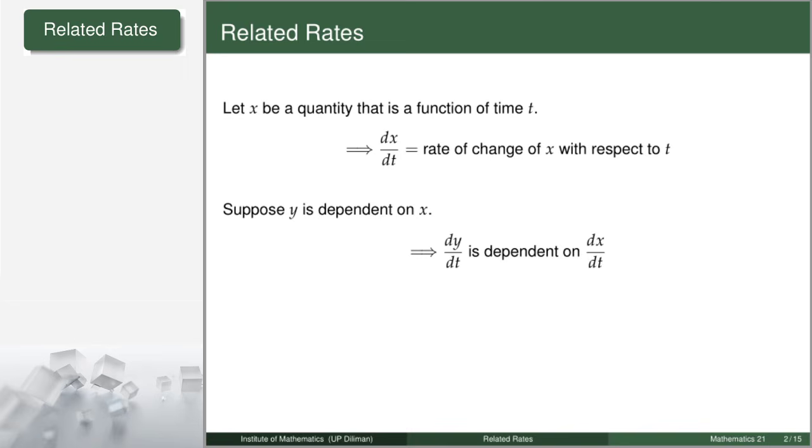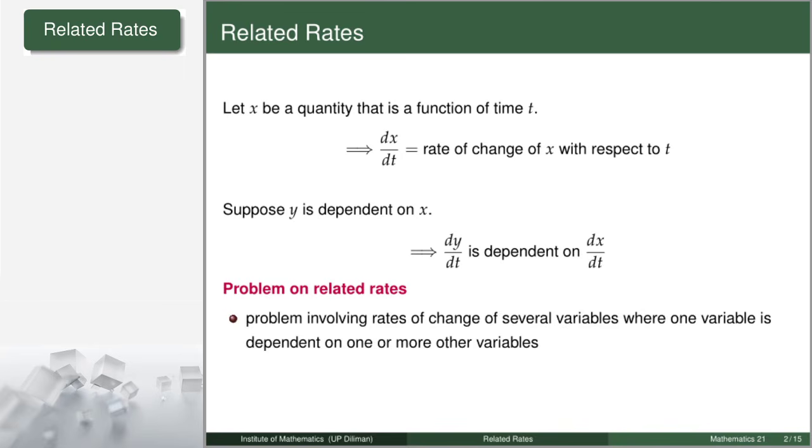Now, our main concern for today will be talking about what will happen when we have relationships of rates like this. We call this problems on related rates, and that is a problem involving relationships of rates where one variable, in this case y, is dependent on one or more variables, in this case x and t.